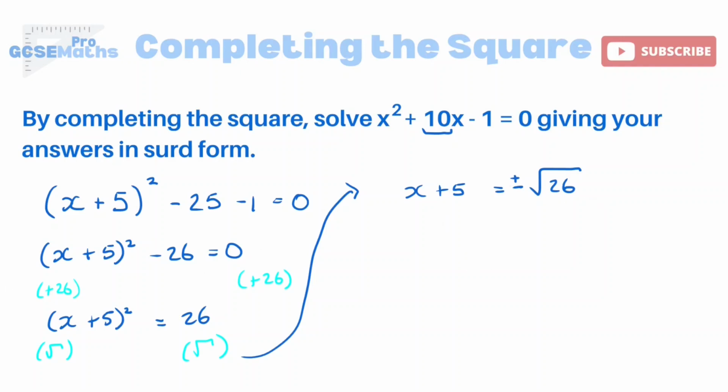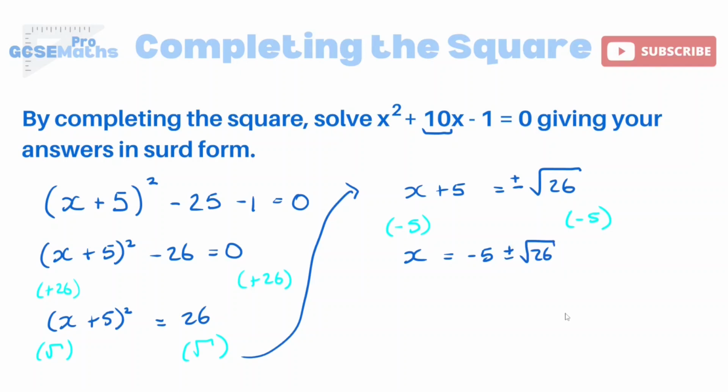And obviously you can see what the last thing to do is. If there's a number here, you either add it or subtract it depending. In this case, obviously it's plus 5, so I need to subtract it, don't I, to move it across. And then I've isolated the x. So x equals minus 5 plus or minus root 26.